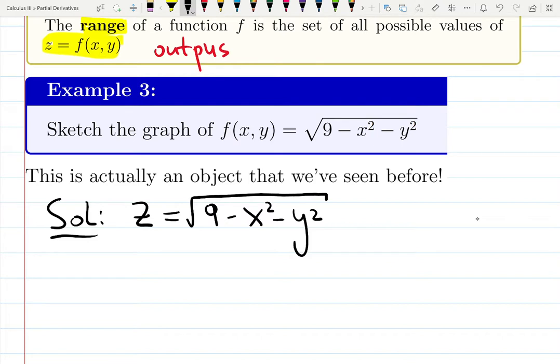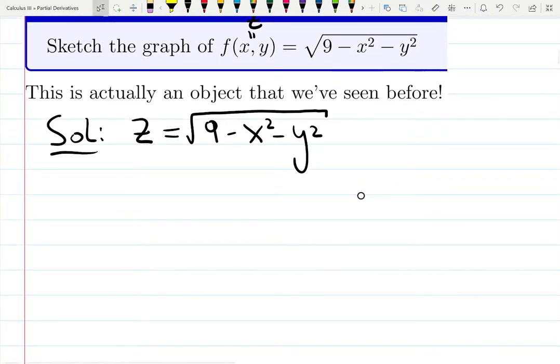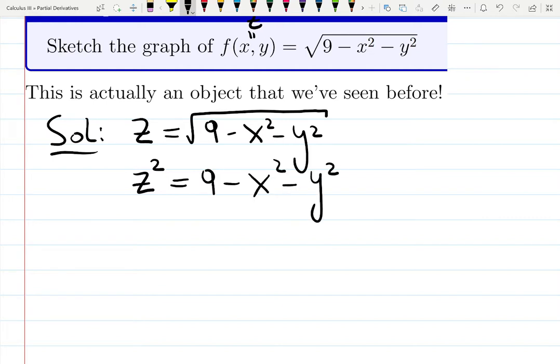Like so. Okay, so this is a definition. I just basically called this z. I did not do anything yet. Now let's do something about it. Let's square both sides, but remembering that the square root actually restricts the domain. We will do it later. Z squared is 9 minus x squared minus y squared.